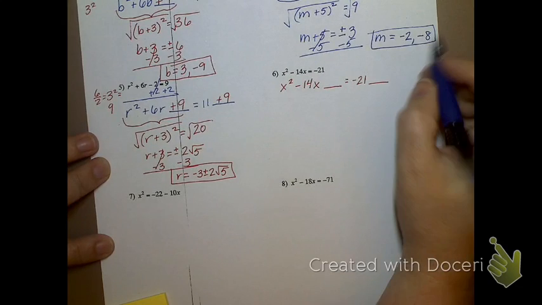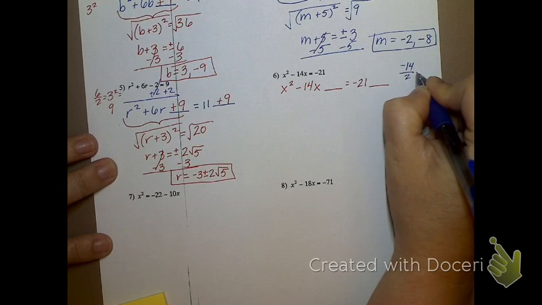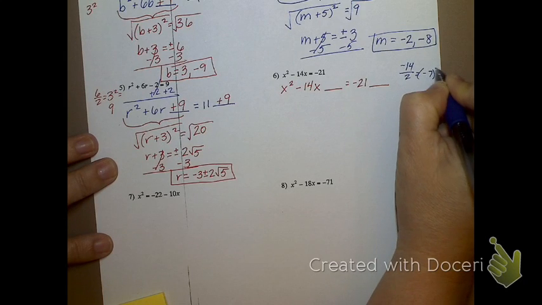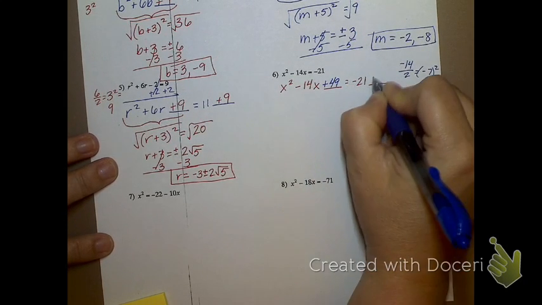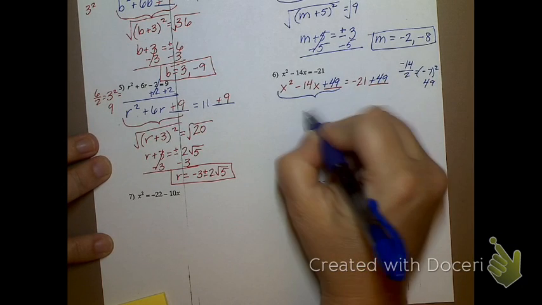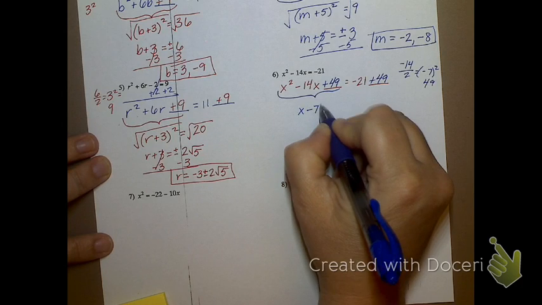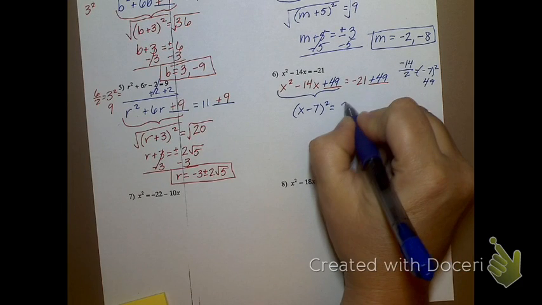So it's plus 49. I take negative 14 divided by 2. That gives me negative 7. Squared is 49. So I'm putting plus 49. Yeah? What does this side factor into? X minus 7 squared. Equals, what's negative 21 plus 49? 28. It is 28. Come on, Kylie.